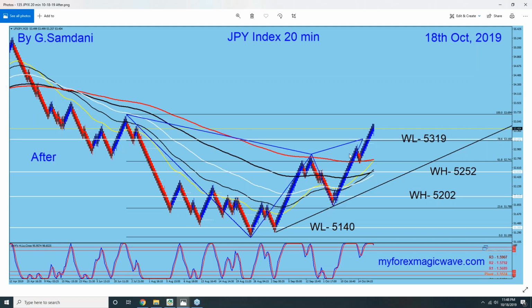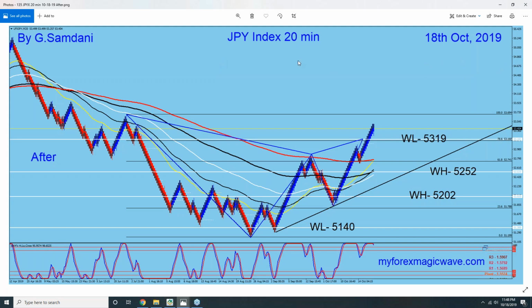When this index is going to the upside, yen is getting weaker, and all yen pairs will go to the upside, and that's the reason I had 4 or 5 of those yen pairs trades at the end of the week on the 17th, on Thursday.